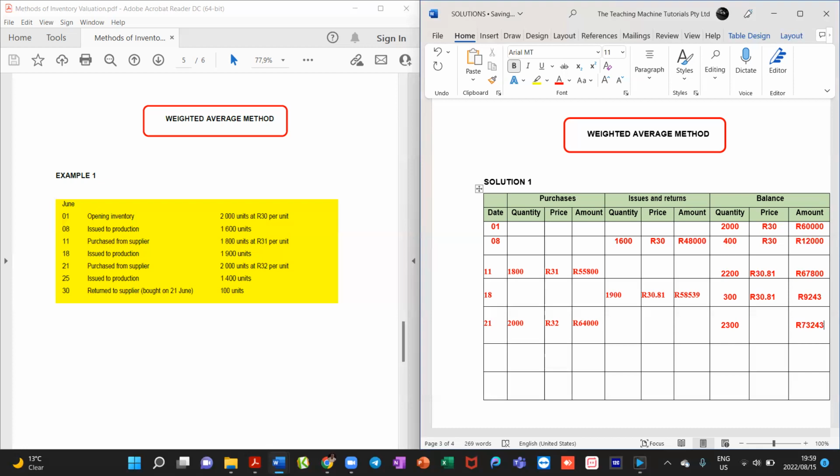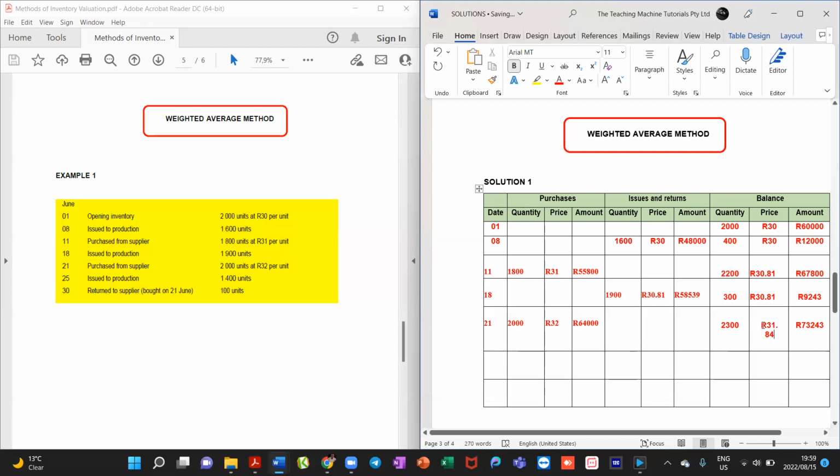Third step, work out an average price. How do you do that? 73,243 divided by 2.3 is 31.84. Cool.